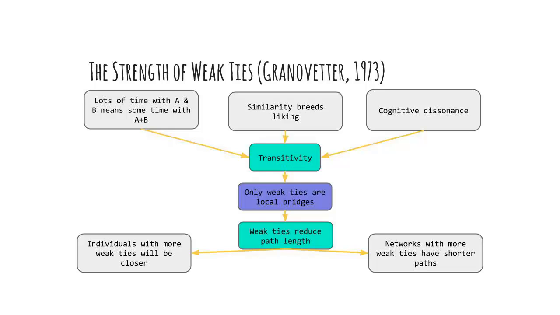In this way, only weak ties are local bridges of different or unique information. Those weak ties can reduce path length and can speed along the diffusion of information across whole networks. Thus, individuals with more weak ties will be closer to more job opportunities, and they're going to have access to more resources than people who only stay within their strong ties. Networks that have weak ties are going to have shorter paths, which results in faster change and an ability to coordinate over time.